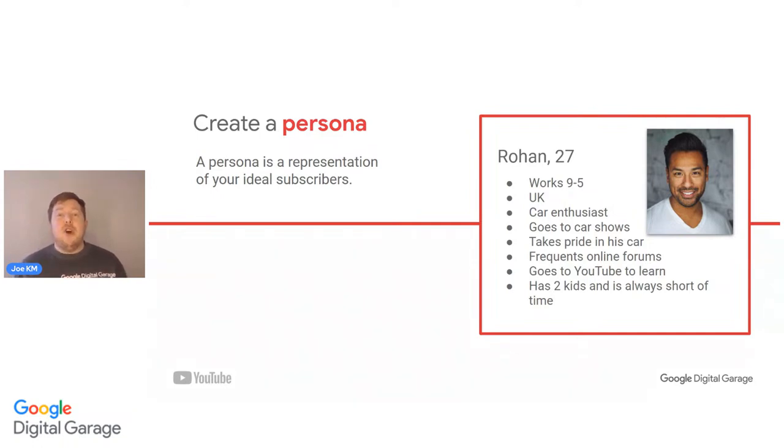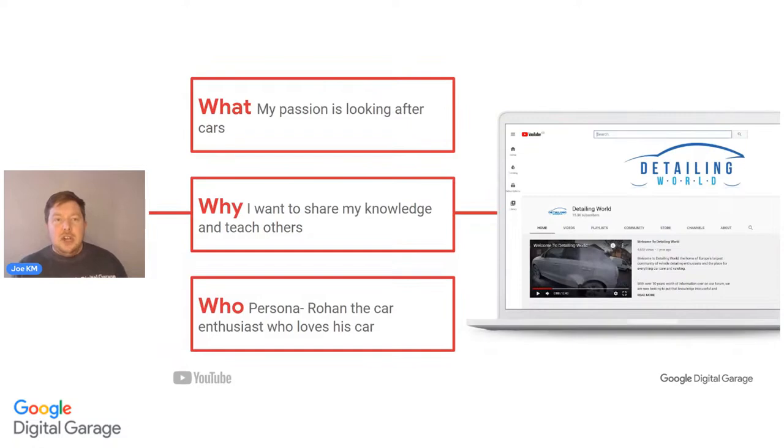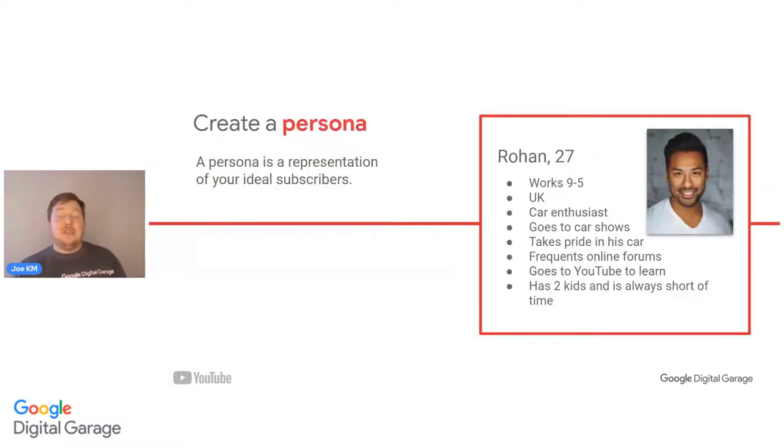So here, for example, we have Rowan, 27, works 9 to 5, UK, car enthusiast, goes to car shows, takes pride in his car, frequents online forums, goes to YouTube to learn, has 2 kids, and is always short on time. So based on this information, what can we extrapolate from this? So the what, my passion is looking after cars, so it definitely aligns up. The why, I want to share my knowledge. And the who, the persona of Rowan, the car enthusiast who loves his car. So all of a sudden, you can now start to see we've started to merge these things together. We're starting to answer these questions and make it into something as a target.